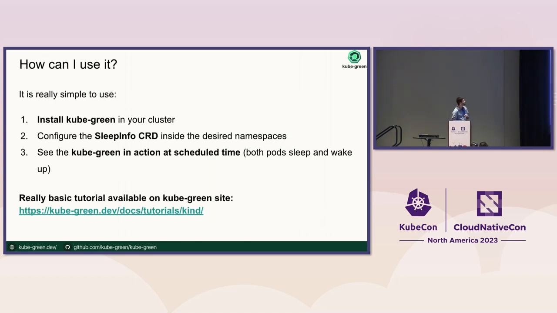Okay, how can we use Kube-Green? It's really simple. You install it with a kubectl apply of one file, only one file. Configure the sleep info inside the desired namespace and see Kube-Green in action at the scheduled time. There is a tutorial available on the Kube-Green website, working on kind, but it works also on all Kubernetes installations.